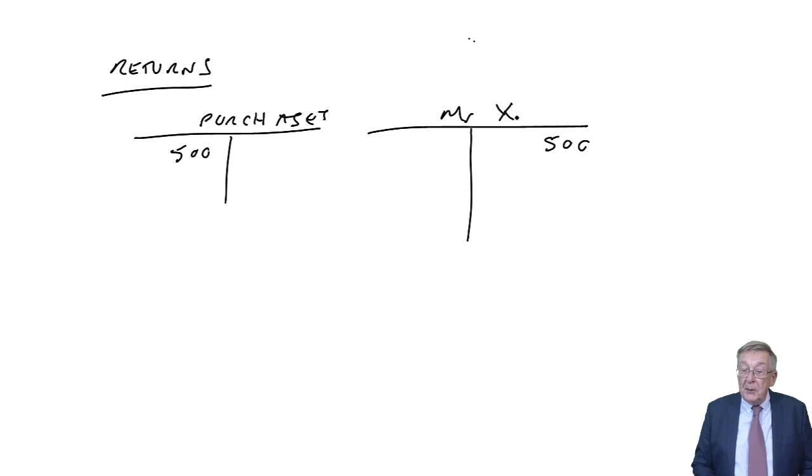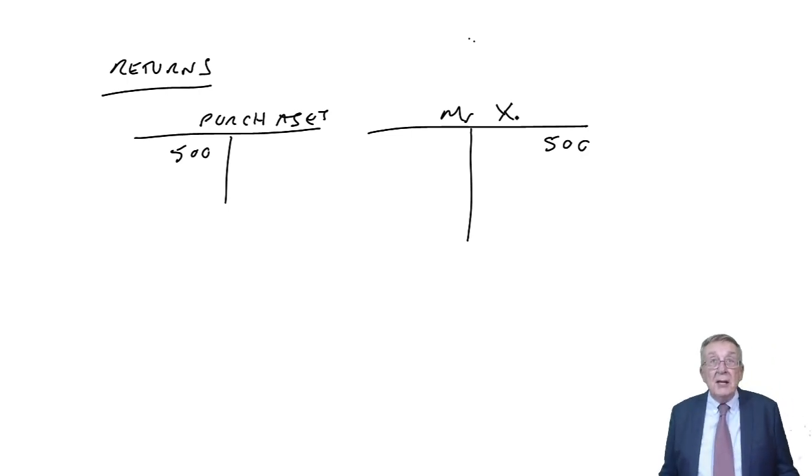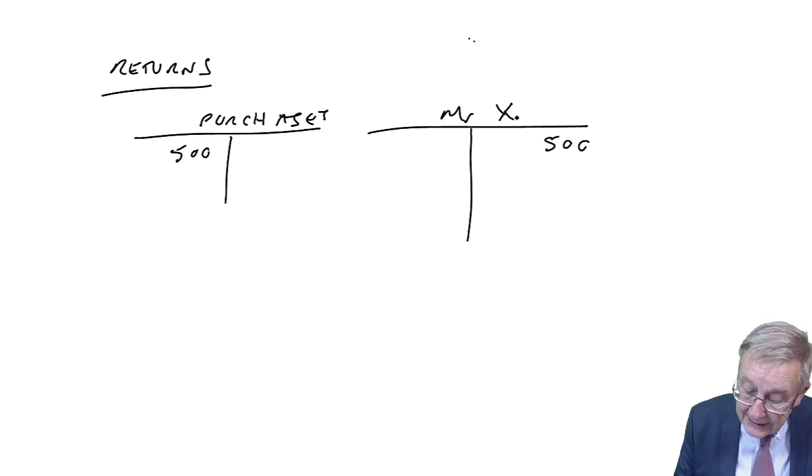And what are we going to do? Well, surely, if we've returned half the goods, that's 250, debit Mr. X with 250, and we only owe 250.